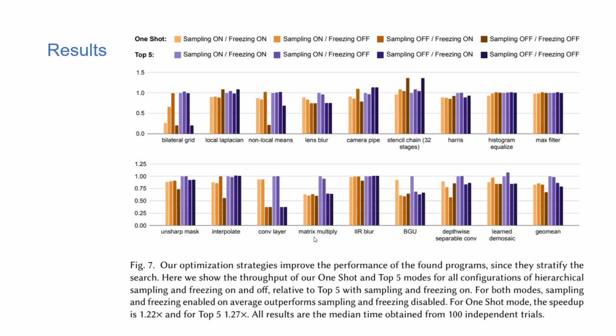Okay, so it is weird because on some occasions turning them both off is going to be better. For example, in the stencil chain, it's better not to use them at all. And I think another example is, both in the one-shot and the top 5, the local Laplacian as well. It's better to turn them both off. There are other examples in which turning both on is the best option. Maybe sharp mask is one of them.